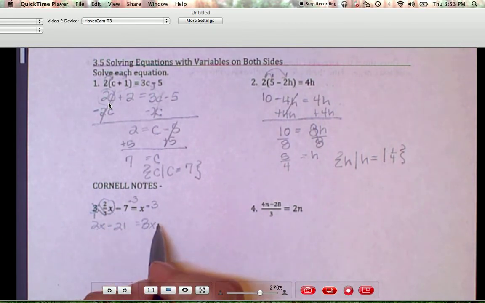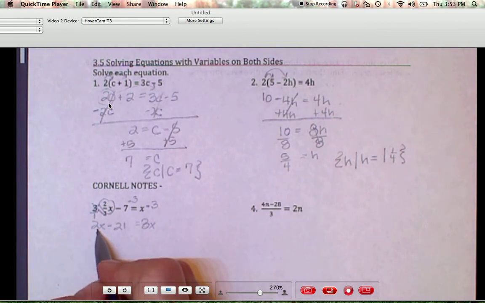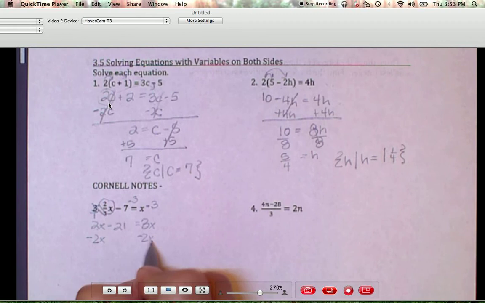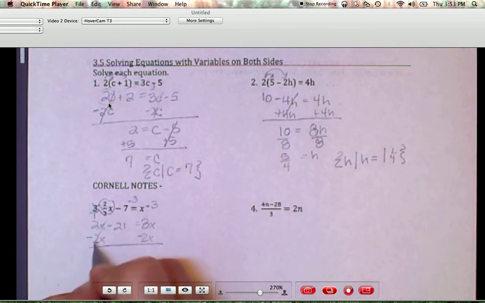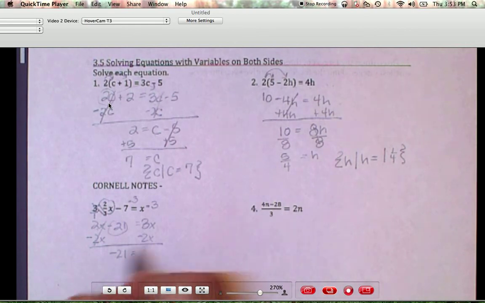The smaller of the two variables is the 2x, and it's positive, so we're going to subtract it to move it to the other side. Be careful here, though, that 21 is still negative no matter what. Bring that sign down, and 3x minus 2x is x. So we get x such that x equals negative 21.